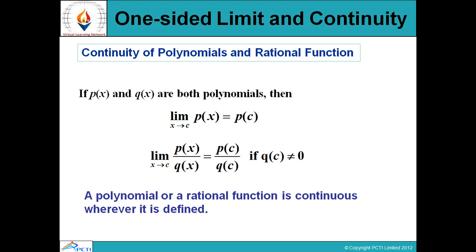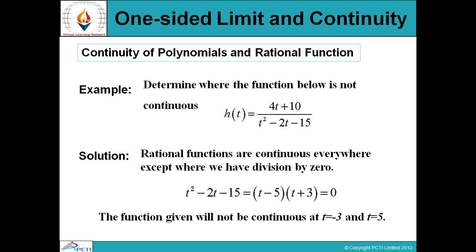Continuity of polynomial and rational functions. If p(x) and q(x) are both polynomials, then the limit as x tends to c of p(x) equals p(c), and the limit as x tends to c of p(x)/q(x) equals p(c)/q(c), if q(c) does not equal 0. A polynomial or a rational function is continuous wherever it is defined. So, continuity of polynomials and rational functions.